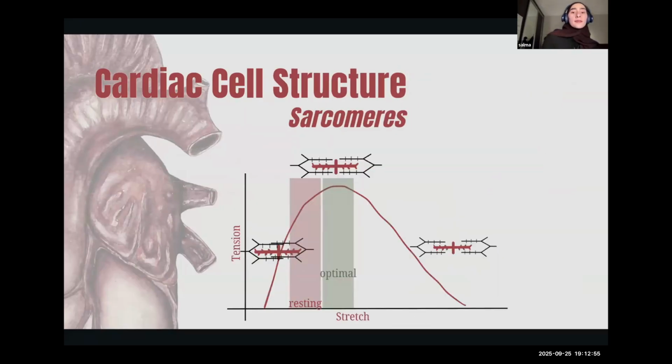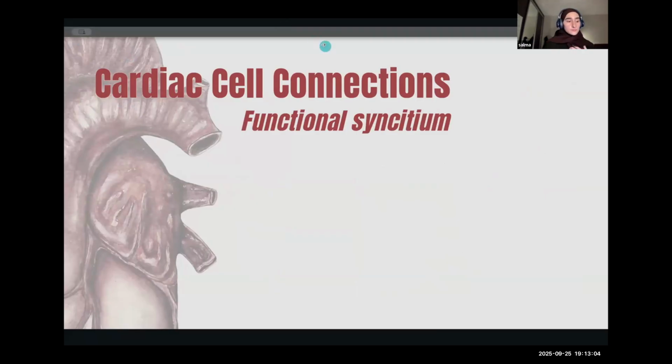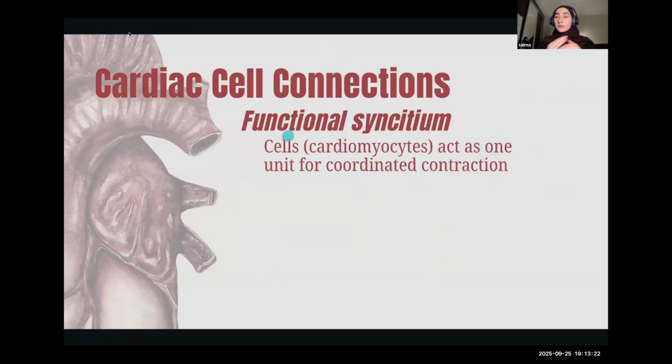Now, I'm sure you guys have heard this before, but cardiac cells are considered a functional syncytium. Do you know what that means? Yeah, they function as one unit. Syncytium just means one unit. Functional means they function as one unit. You have multiple cells and they work together as if they're one cell, or one unit. How does a cell do that?